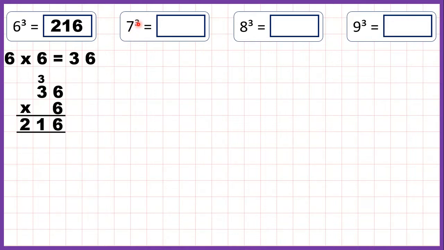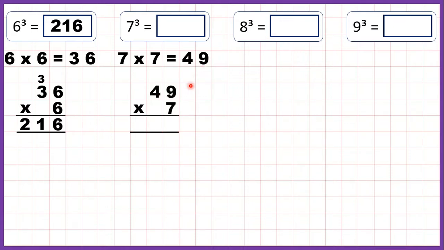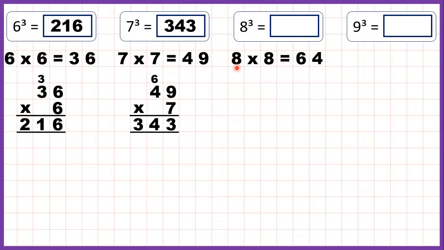Now 7 cubed, so that's 7 times 7 times 7. 7 times 7 is 49, and then we take that 49 and multiply it by 7 again. 9 times 7 is 63, so 63, and 4 times 7 is 28, plus 6 is 34, so 7 cubed is 343.